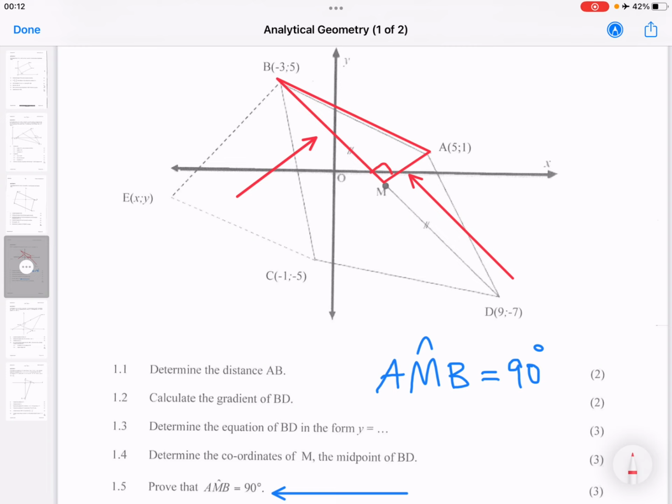So that means you are therefore going to say the gradient of, let's say, BM, when you multiply that with the gradient of AM, they must give you -1.